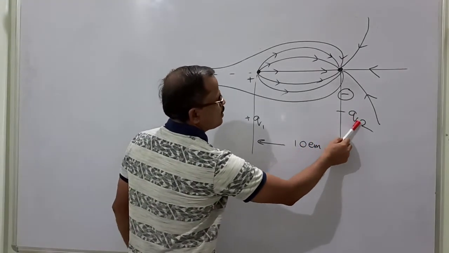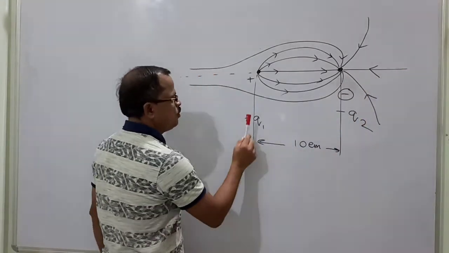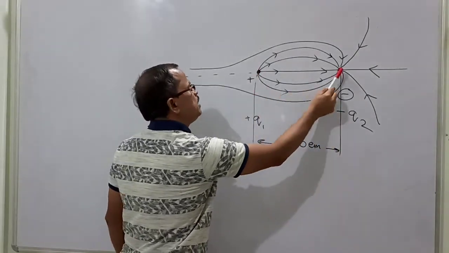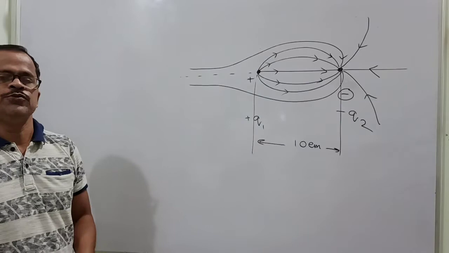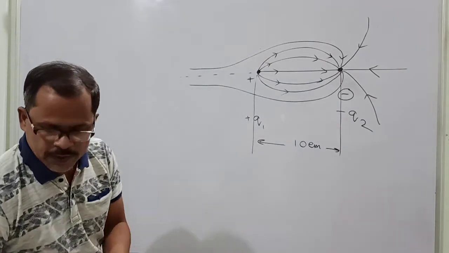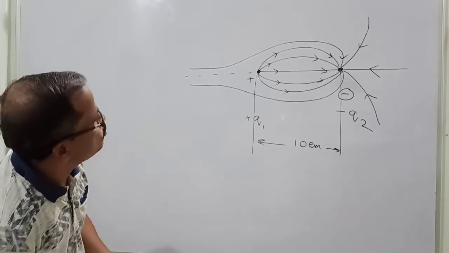If Q2 will be less, the neutral point will be here. If both the charges are of the same sign, the electric field will be in between. That we already know from revision video 1. So now come to the problem here. What is the relation between the lines of force here?